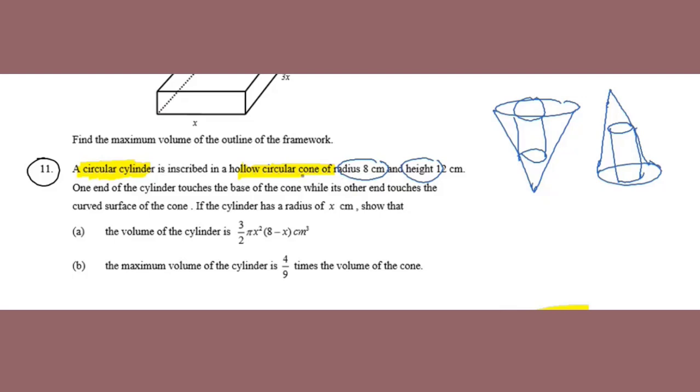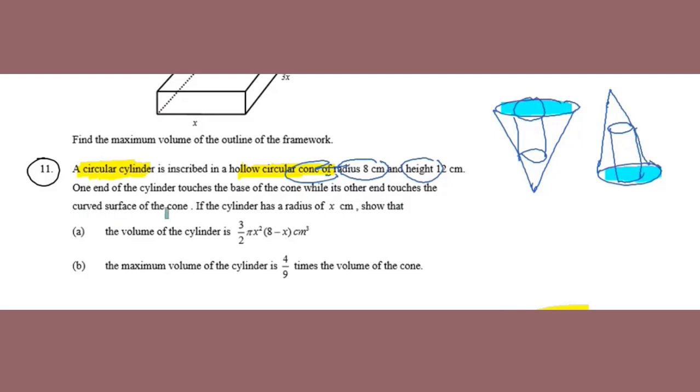Quickly. Cylinder, cone of radius, right? Of radius means it belongs to what? Cone, right? Belongs to the cone. So one end of the cylinder touches the base. It sits here, touching the base. Okay. And the other end touches the curved surface of the cone.